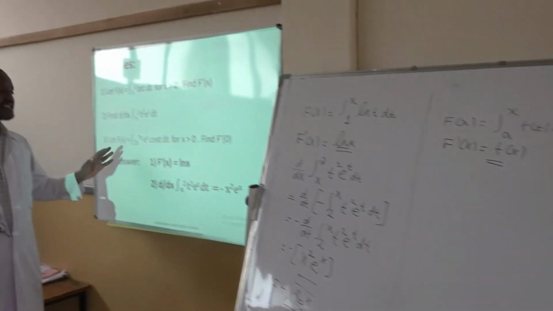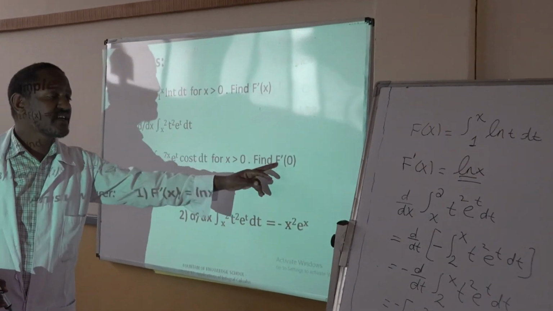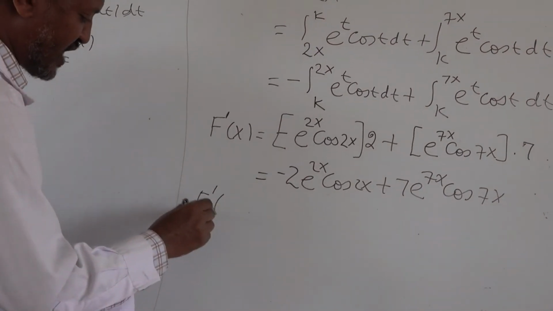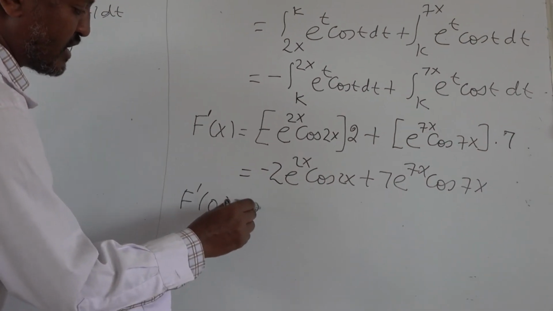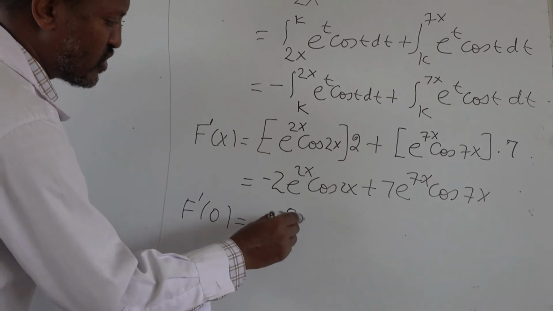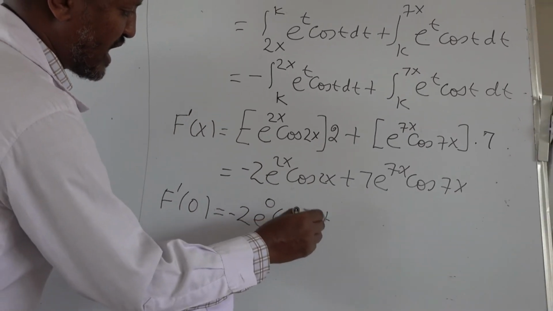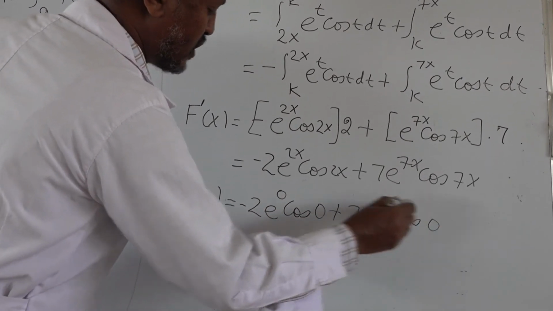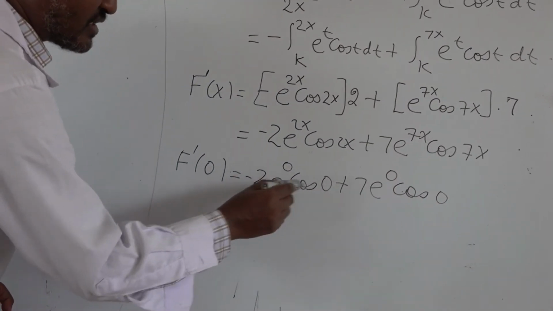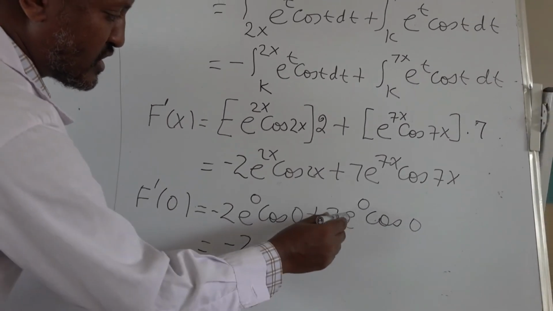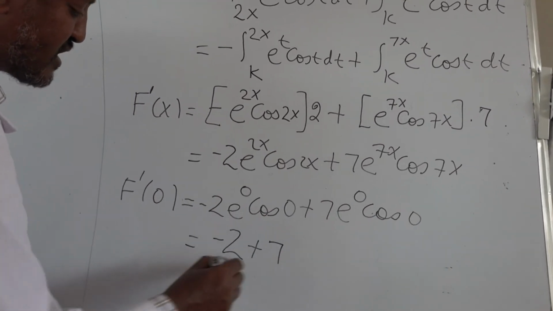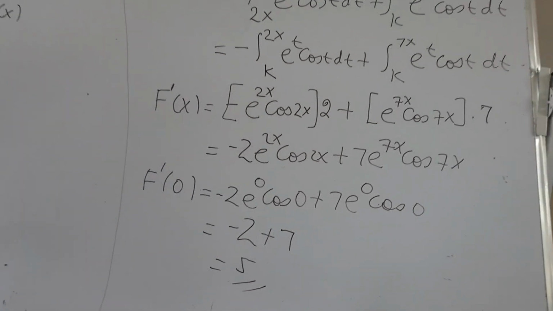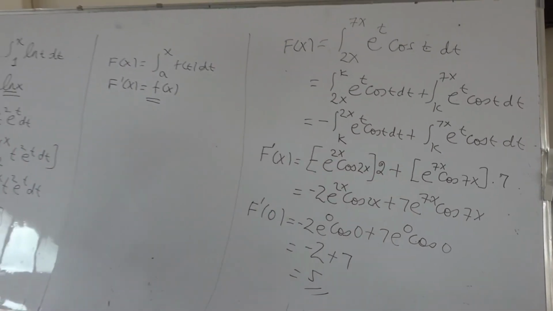But what we are asked is to find the derivative at 0. So the derivative of F at 0 will be negative 2 e to the power of 0 cos 0 plus 7 e power 0 cosine 0. Obviously, this is 1, so you'll have negative 2, this is 1, times 7 is 7, and the sum will be 5. Therefore, the derivative of F at 0 will be 5.